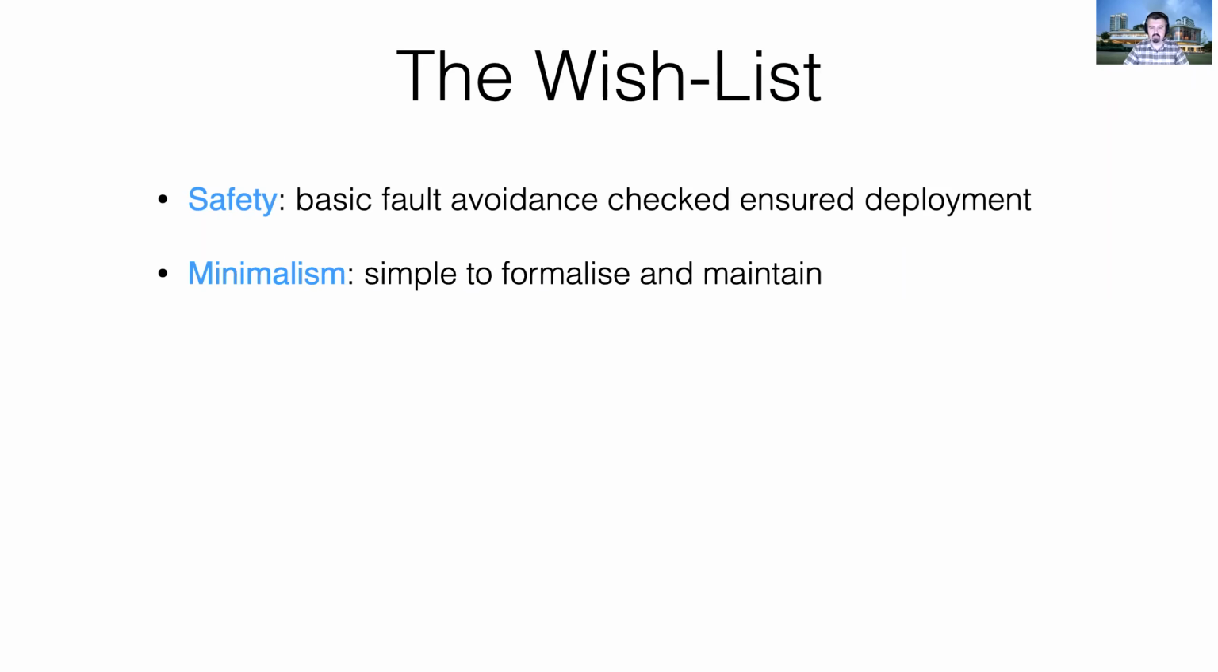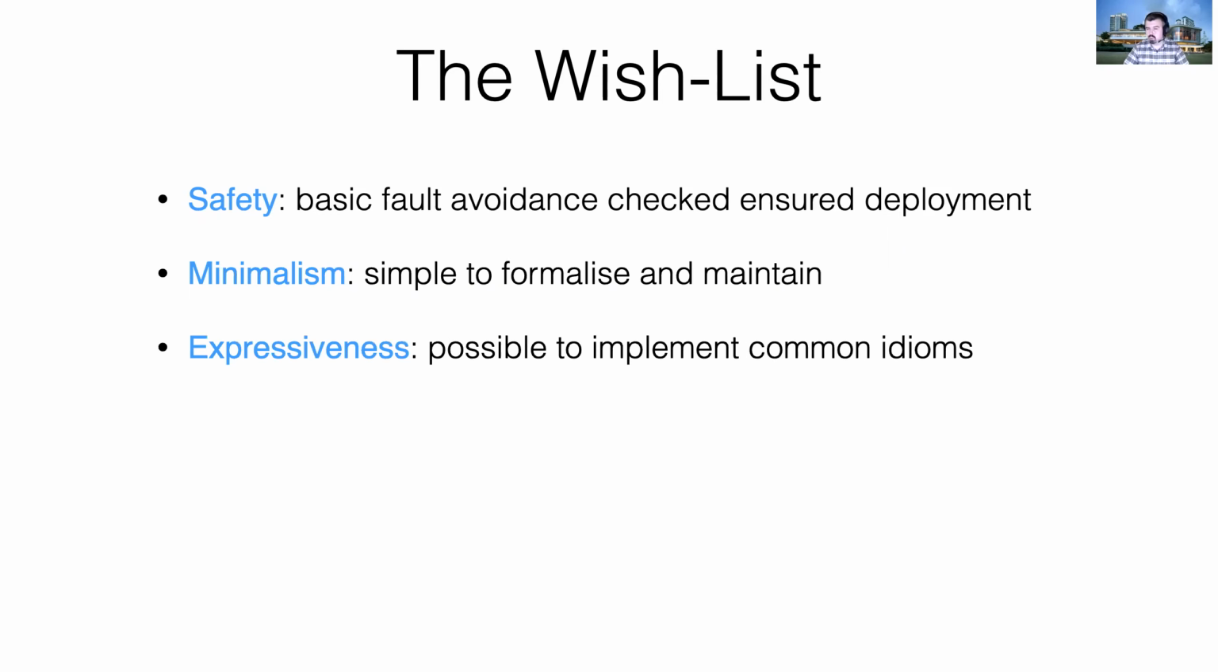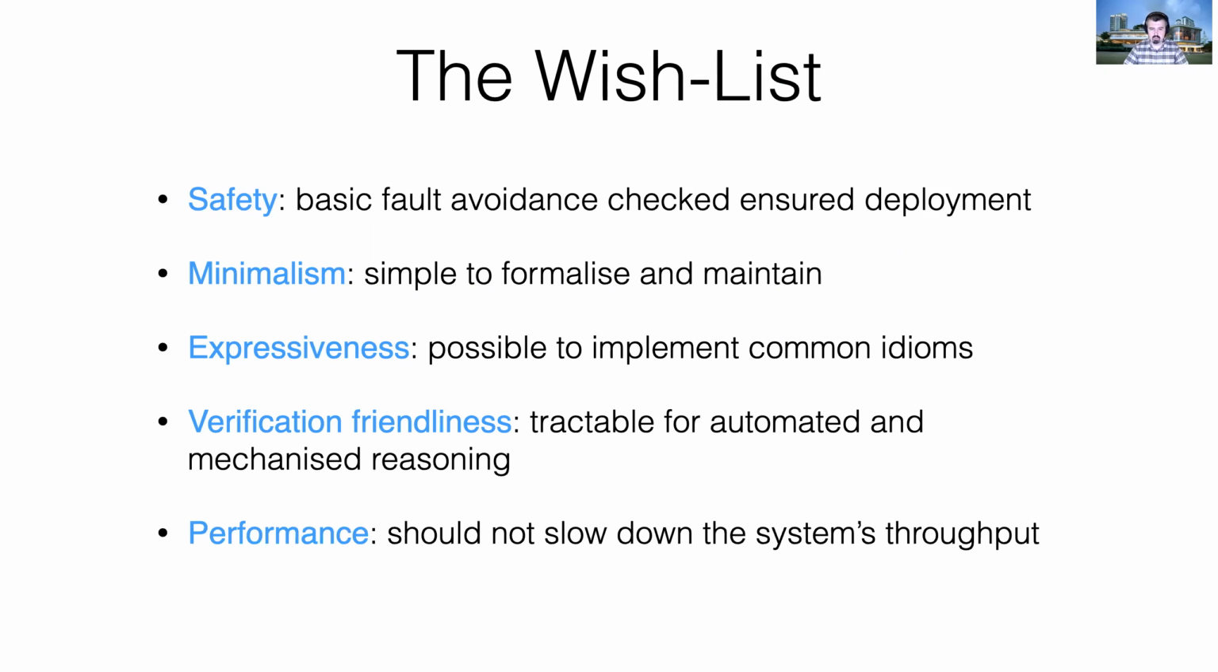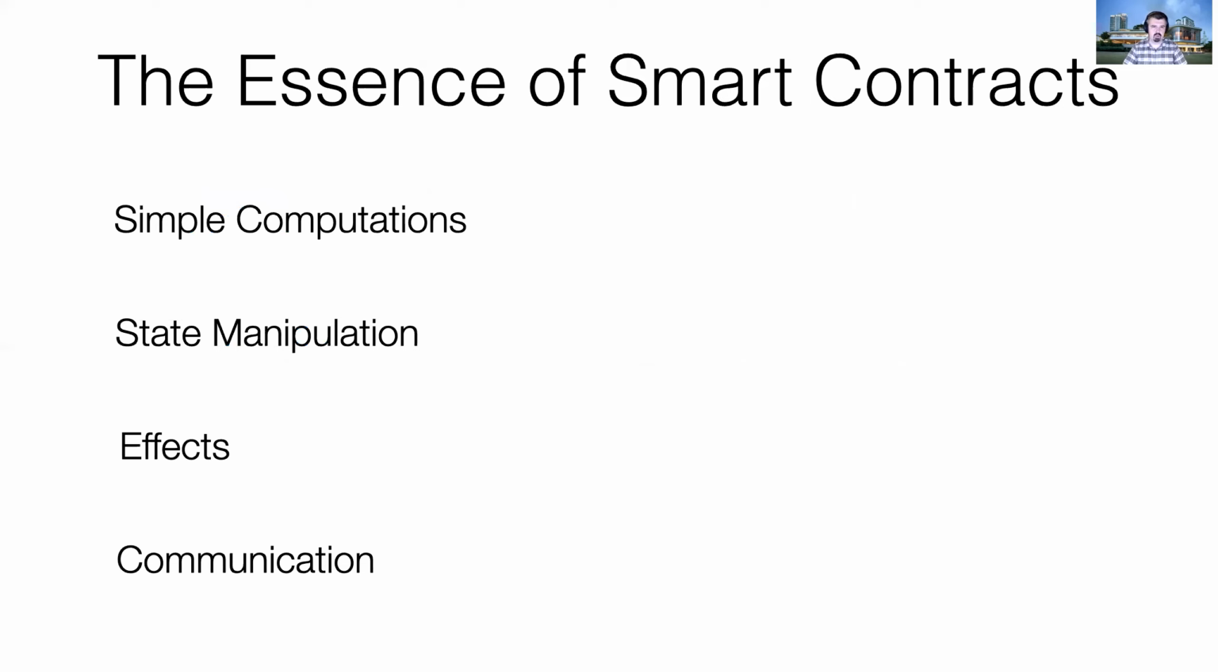Also, the language should be reasonably minimalistic, so not as difficult as EVM to formalize and maintain. It should still be quite expressive, so the common financial applications could be expressed in it. It should be friendly towards verification efforts, so we could actually transform these contracts into models that we can verify and validate using the computer. And finally, it shouldn't be too bad in terms of performance, so we shouldn't pay a big price for all these safety guarantees.